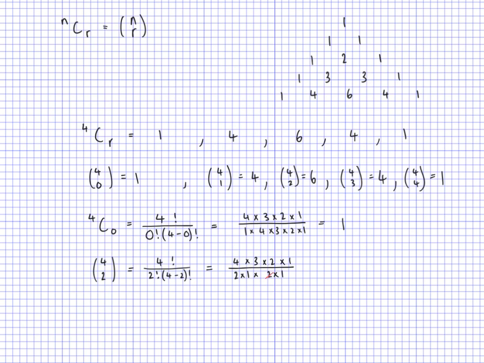Now I can see that some values will cancel out. Here are the 2's that will cancel out. Anything multiplied by 1 is just itself, so it's there. And here I'm going to have 4 times 3, which is 12, over 2, which is going to give me 6. So this is 12 over 2, which is 6, and we saw that 4 choose 2 was 6 in Pascal's triangle as well. Okay, so this is the link between this function nCr and Pascal's triangle.